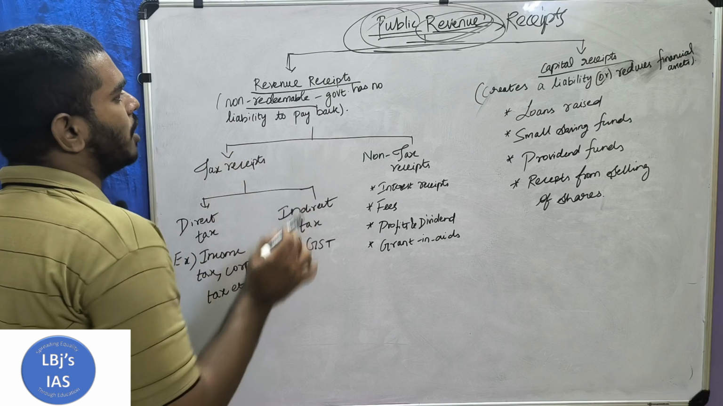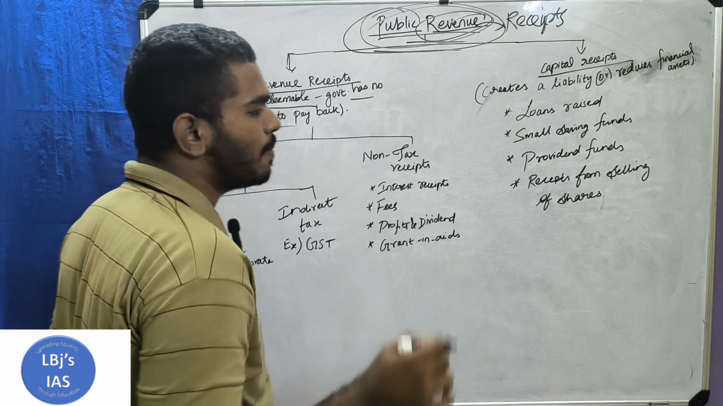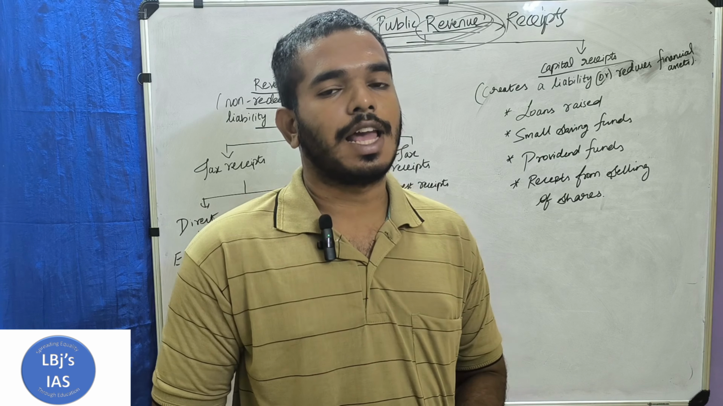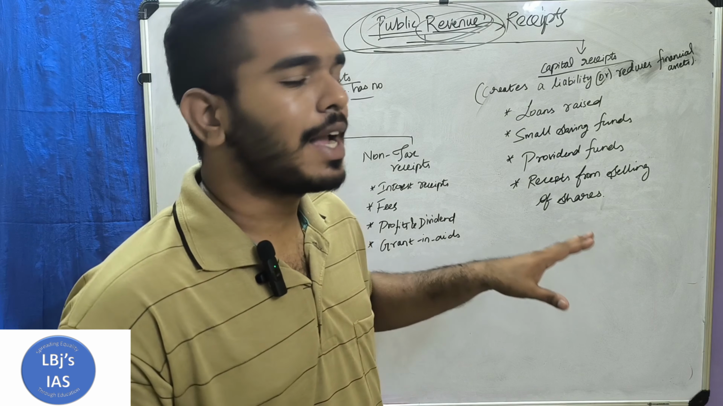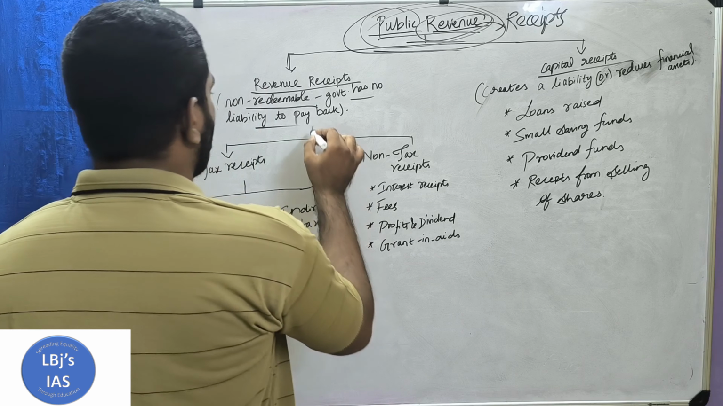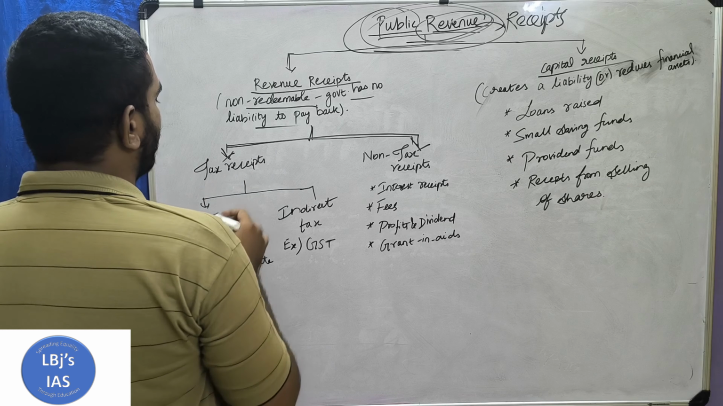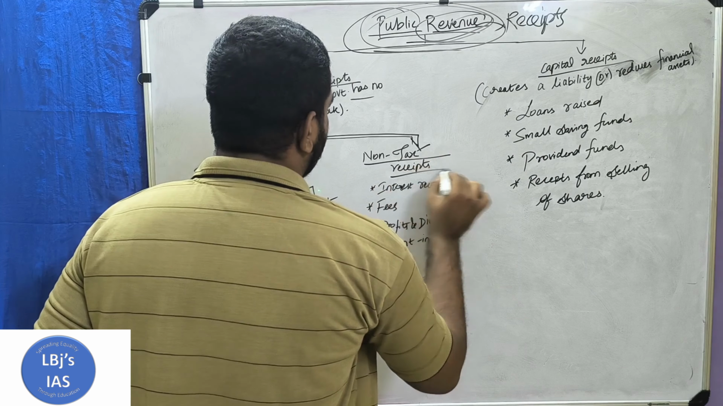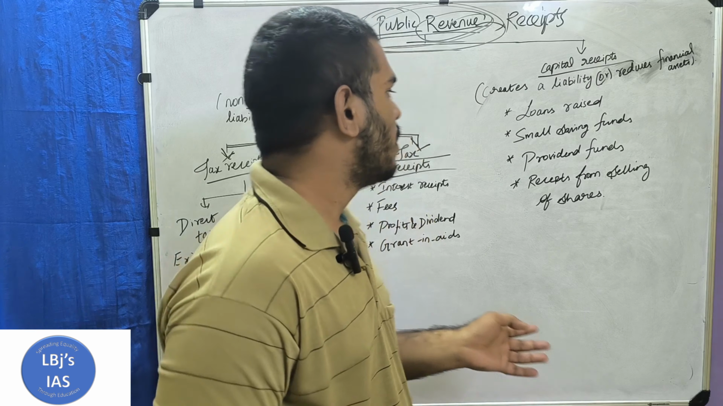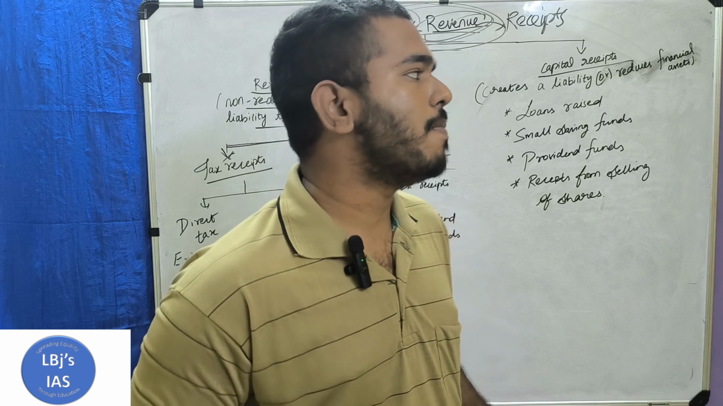Revenue receipts are non-redeemable. Non-redeemable means that the government has no liability to pay the money back. Government has no liability to pay the money back in the case of revenue receipts. For example, revenue receipts are divided into two types: tax receipts and non-tax receipts. Tax is collected by the government, but it does not create any responsibility to give the money back.